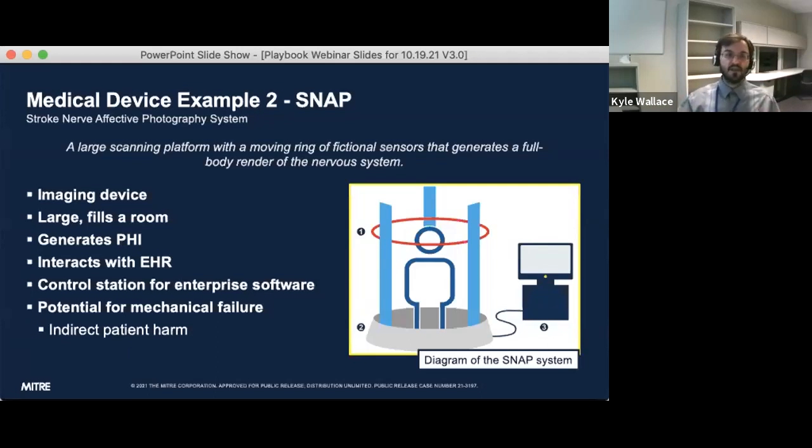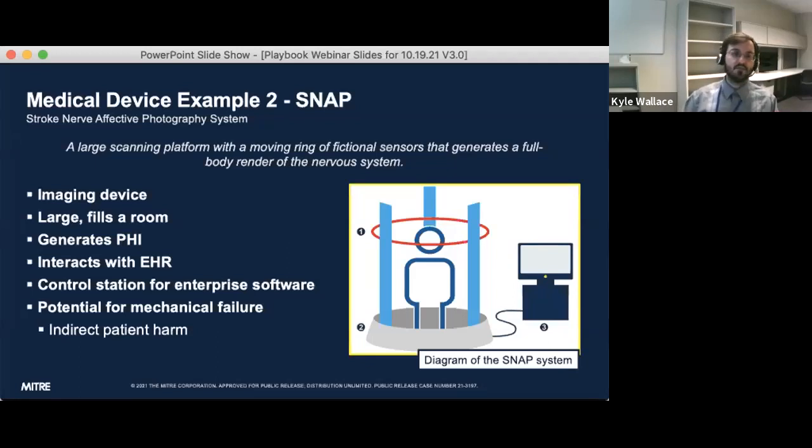But this fills a lot of the roles that we wanted to talk about. It's an imaging device. It's this large-scale device that you would imagine deployed in a hospital. It fills up a room. It has a control station attached to it that runs enterprise Windows software that a nurse would interact with. It generates a lot of personal health information. I don't know about you, but I wouldn't want a full body scan of my nervous system getting out into the public. And it also interacts with back-end systems like the hospital electronic health record system or potentially a PACS system.